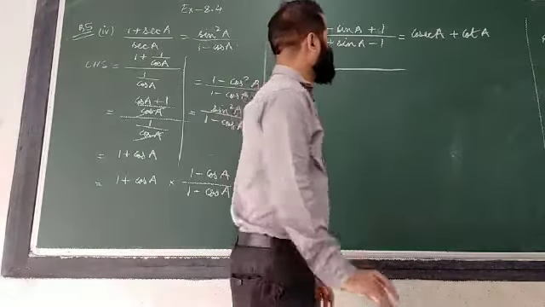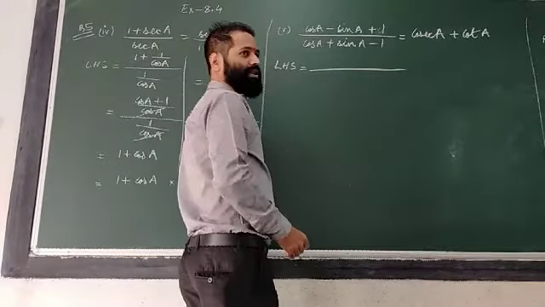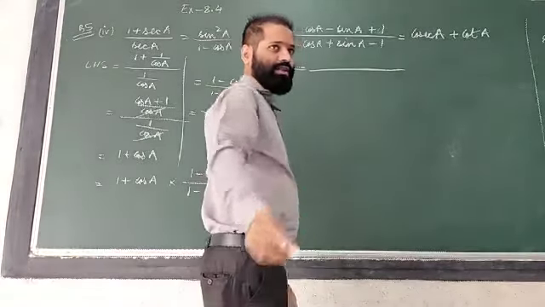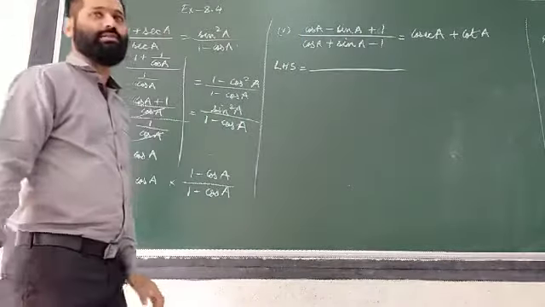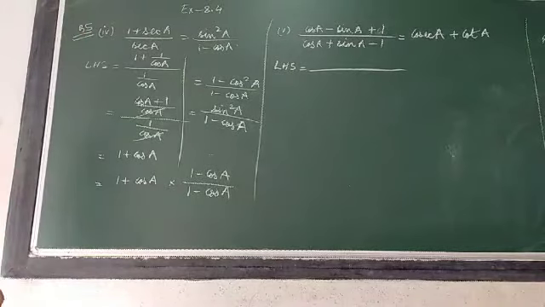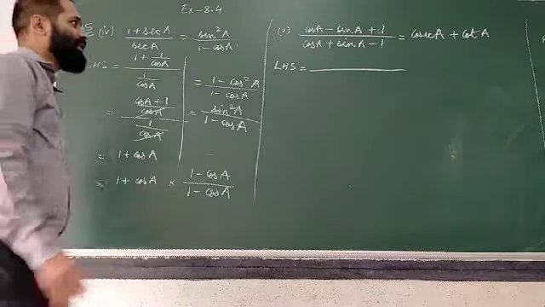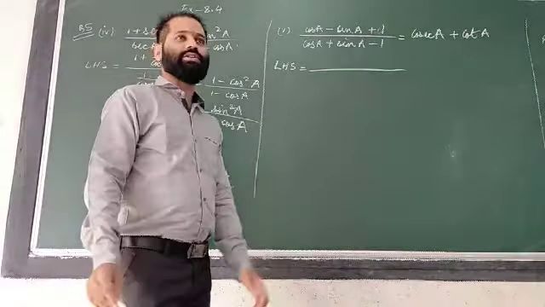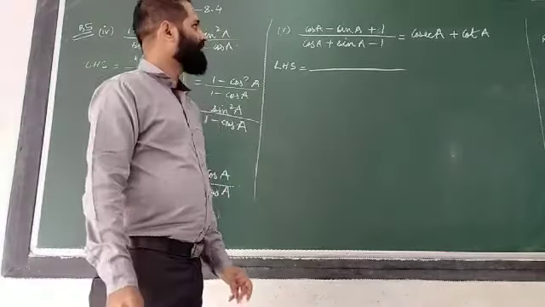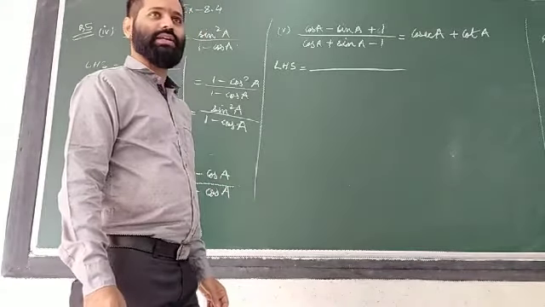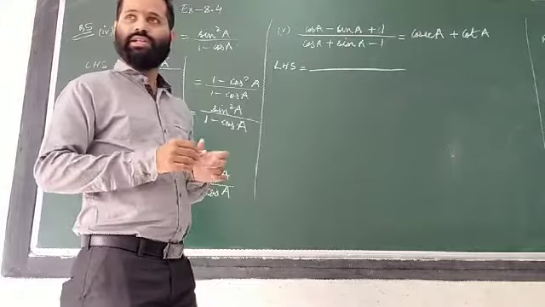So in this case we will divide it by sin A, dividing numerator and denominator. If you don't write this, then your teacher will say why. If you write your answer directly, the teacher will write why. So it's better to mention that we have divided numerator and denominator by sin A. Is it clear?